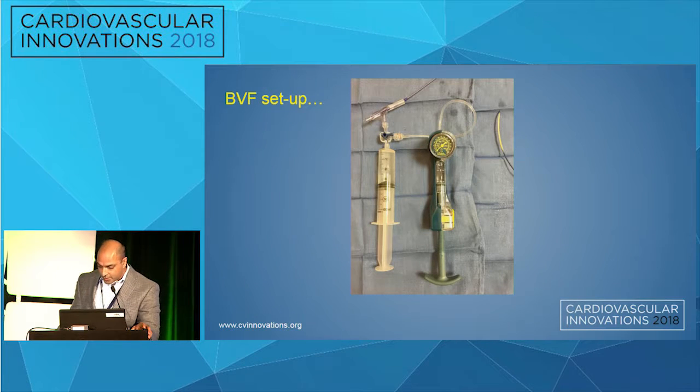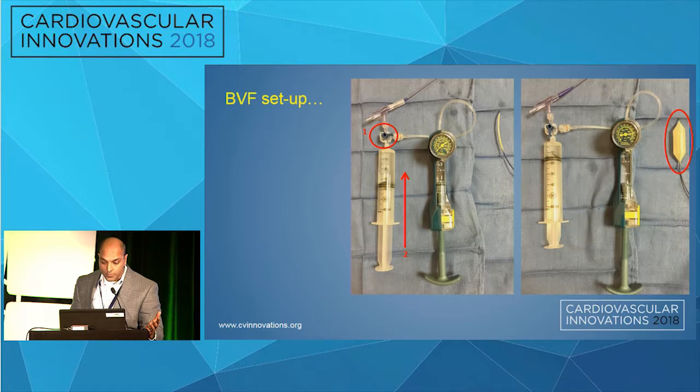And then the setup is simple. So we hook the balloon up to the three-way stopcock, the syringe, and the inflator. We turn the stopcock onto the syringe, and we rapid pace, and we do a hand injection to inflate the balloon, just like doing a BAV.